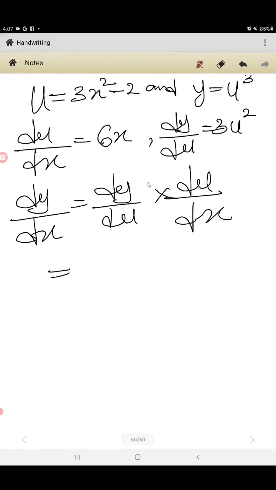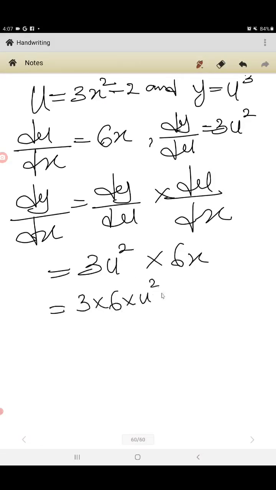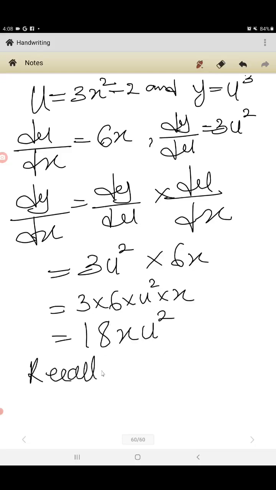So now, what is the value for this? We have 3u squared multiplied by 6x, which can give us 3 times 6 times u squared times x, which gives us 18x u squared. So now, if you are to recall that our u from the beginning, which I said is 3x squared minus 2, that is the value of our u.